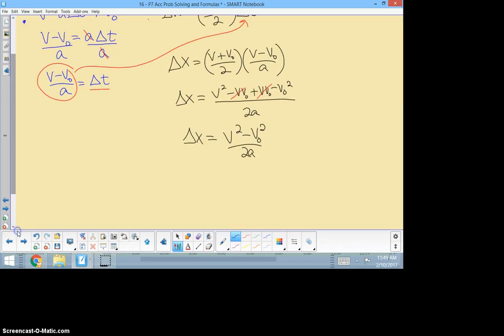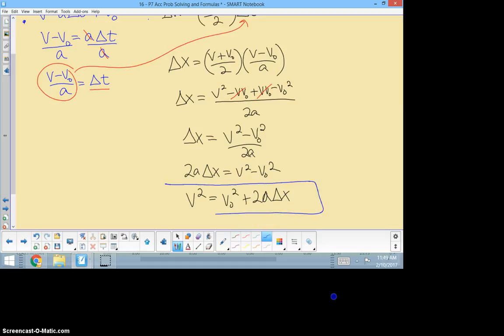And I'm just going to rearrange this a little bit. Multiply both sides by 2a, 2a delta x equals v squared minus v0 squared. And now, when you look in a book or you look online, your formula is going to look like this: v squared equals v initial squared plus 2 times the acceleration times the displacement. This is our fourth and our final equation for accelerated motion. Again, the value in this is that there is not a term for time. Okay? All right, that's a lot.